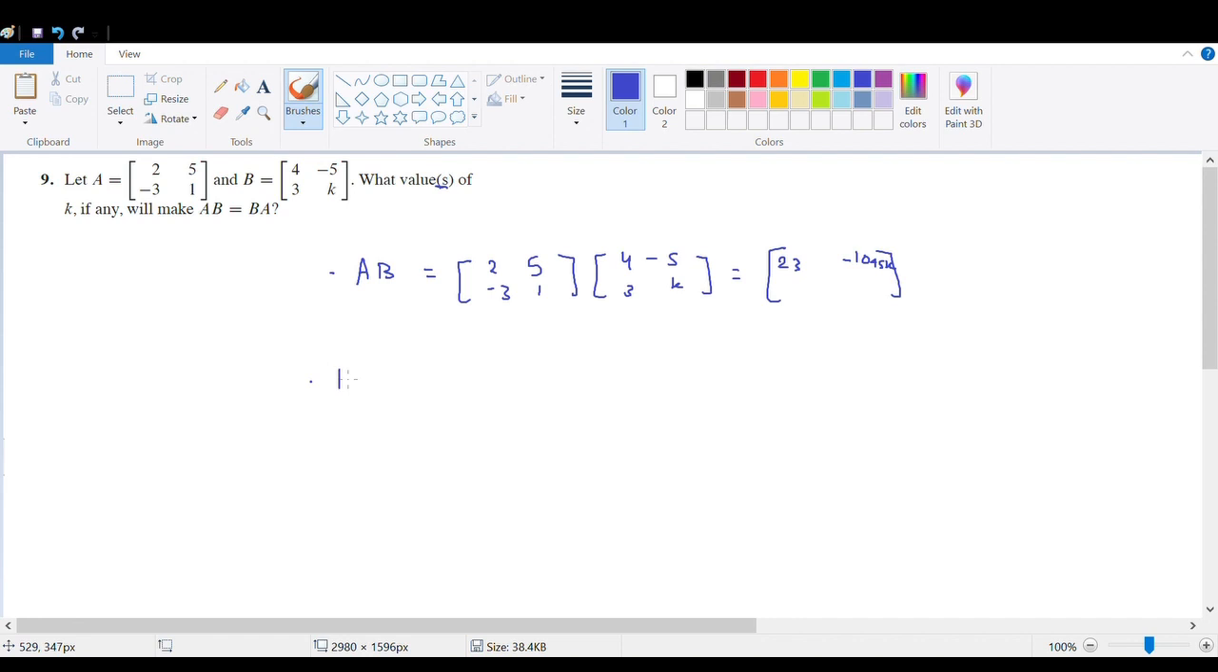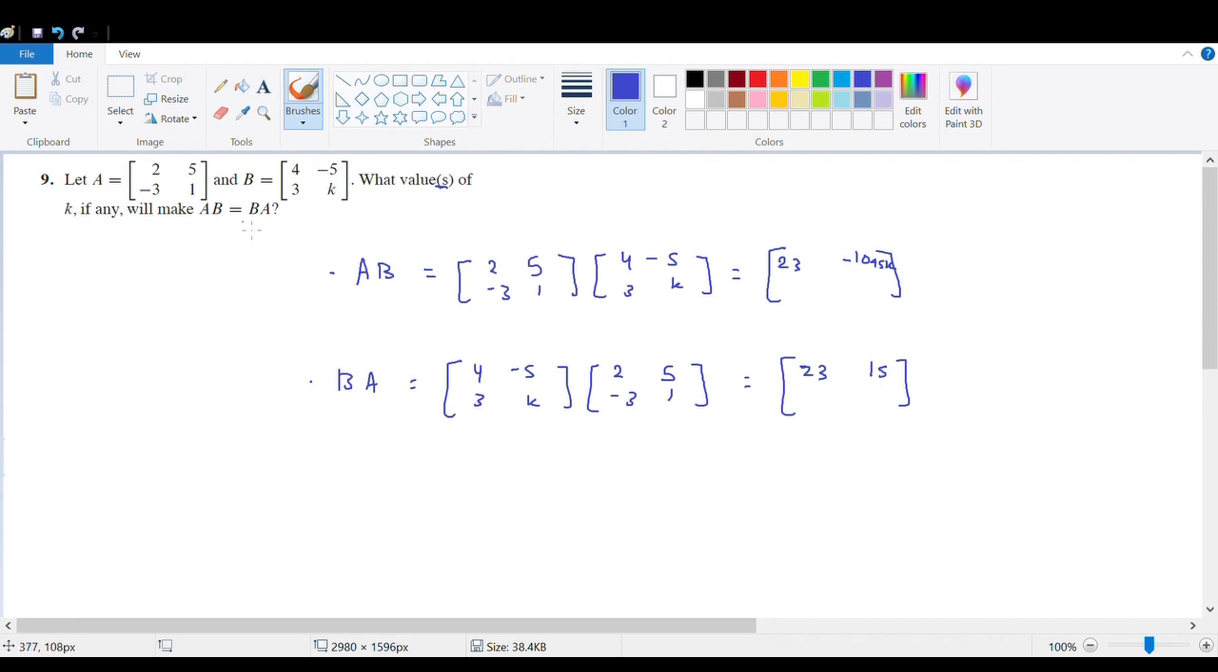If we find BA, this is 4, 3, minus 5, k multiplied by 2, minus 3, 5, 1. This one is 4 multiplied by 2 plus minus 5 multiplied by minus 3. This is 23 also. Now 4 multiplied by 5 plus minus 5 multiplied by 1, this will give us 15.